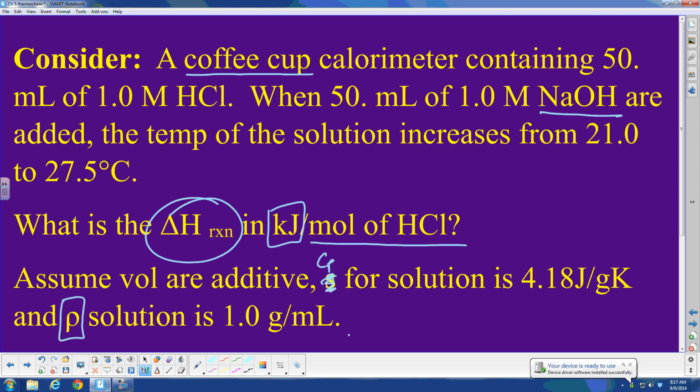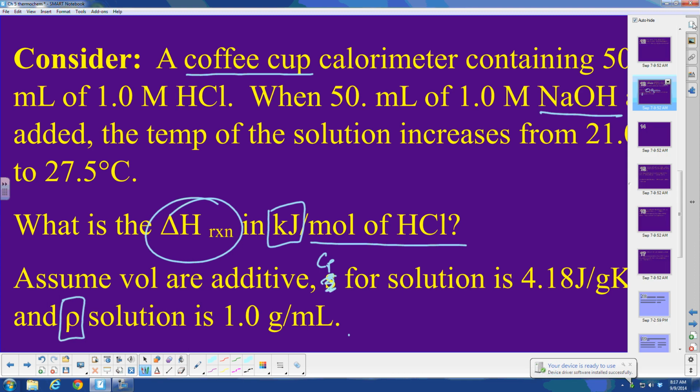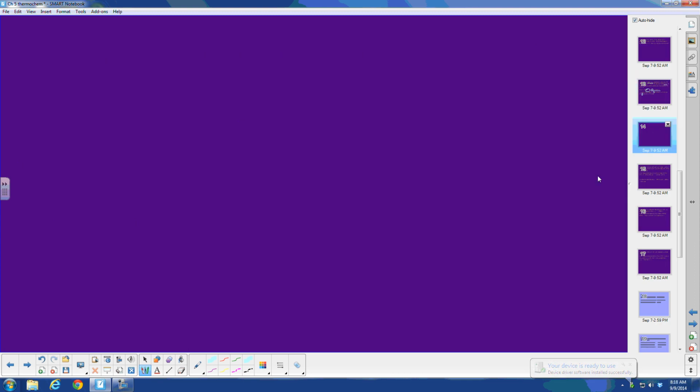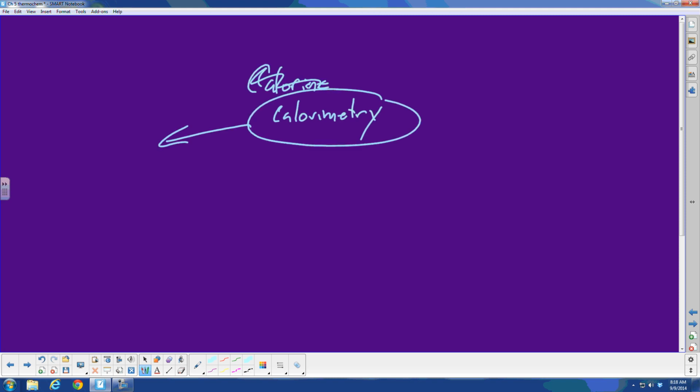Well, I think that we may need to have some notes here, don't you? So let's go to a nice empty page so I can write all over it. So we want to talk about calorimetry. And some of you are going to ask right away, well, what is calorimetry?